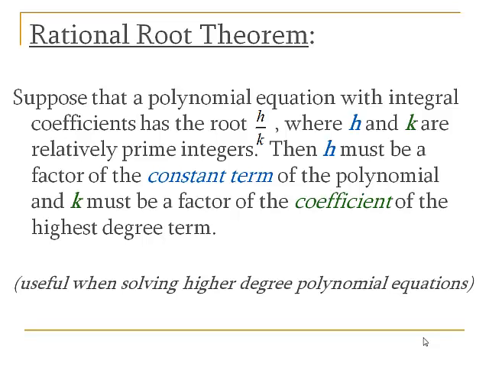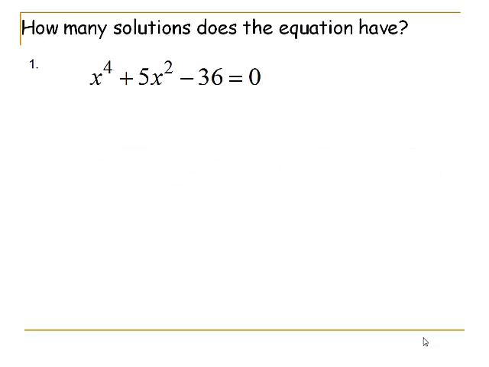Suppose that a polynomial equation has integer coefficients and it has the root h over k, where h and k are relatively prime integers, meaning they have no shared factors. H has to be a factor of the constant term of the polynomial. K must be a factor of the coefficient of the highest degree term. This is very useful when you have to solve higher degree polynomial equations. Again, don't feel like you need to write all of this down. Let me show you some examples and see if you get the idea.